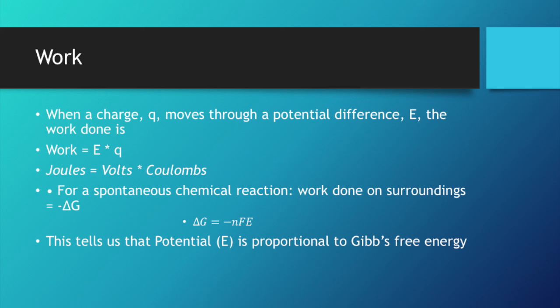And for any spontaneous chemical reaction, the work done on the surroundings is going to be equal to the negative delta G. We see that delta G is equal to the negative nFE, where n is the moles of electrons, F is Faraday's constant, which you saw in the past slide, E is obviously your electrical potential. And this equation shows us that potential energy, or E, is directly proportional to Gibbs free energy.